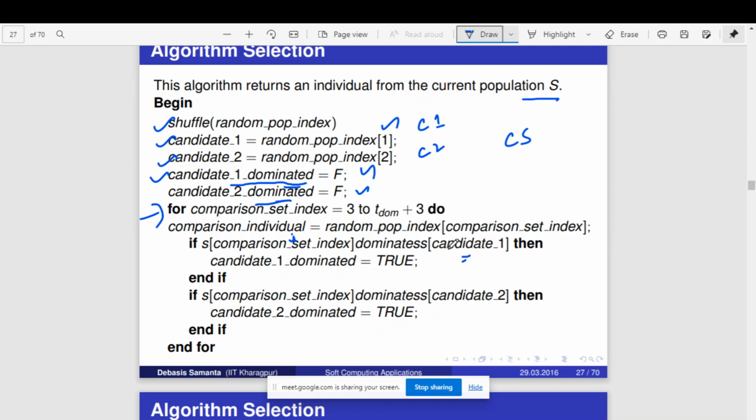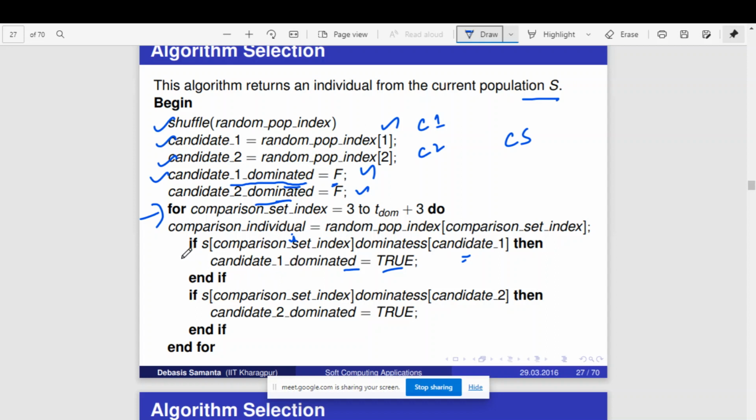If it is dominating candidate 1, then what happens? Then our assumption is false. Previously we assumed that candidate 1 is not dominated by anybody. So now our assumption becomes false. So we are making it, that is candidate 1 dominated equal to true. That is, there is somebody who is dominating candidate 1 in the comparison set.